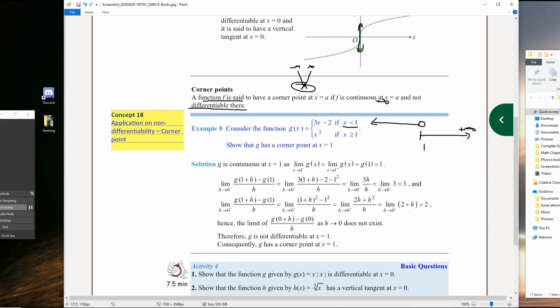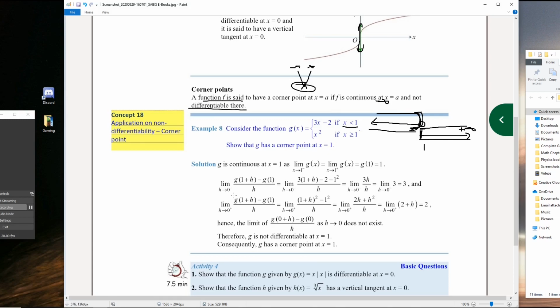This piece has this domain. So from this point, including it, all the way till the endless limit of the plus infinity from here. And here it's not including this point, so you can draw it like this. Not including this point, all the way towards the end of the minus infinity here. It looks cool, right? So anyways, show that g has a corner point at x equals 1.